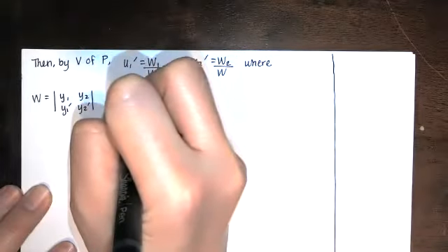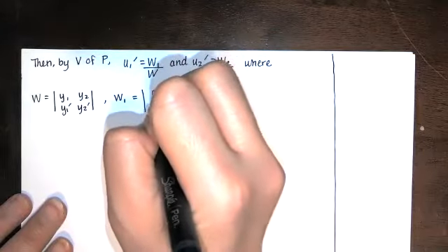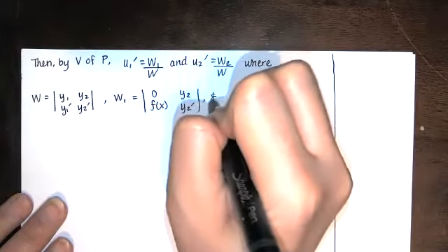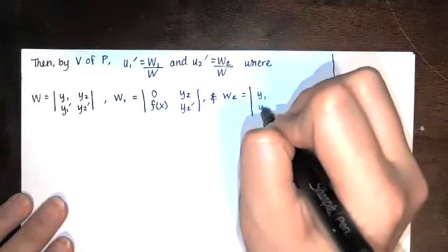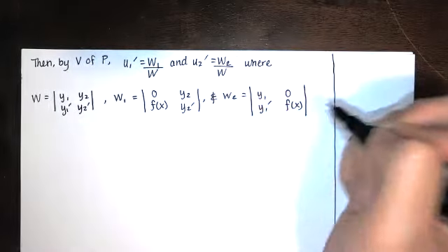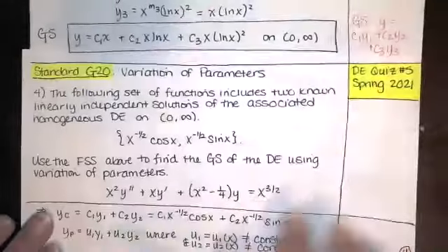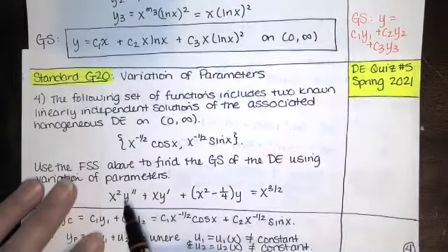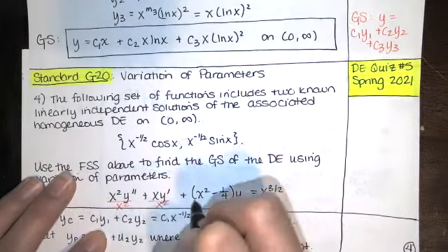And w1 looks just like that, but we replace the first column with 0 and f of x, and we leave the second column alone. And w2 looks like the Wronskian, but we replace the second column this time with 0 and f of x. Now, f of x is related to that function on the right-hand side of the equation. But be careful, it's not this function. F of x is the function that we have over here when y double prime has a coefficient of 1. So you have to divide the entire equation by x squared.